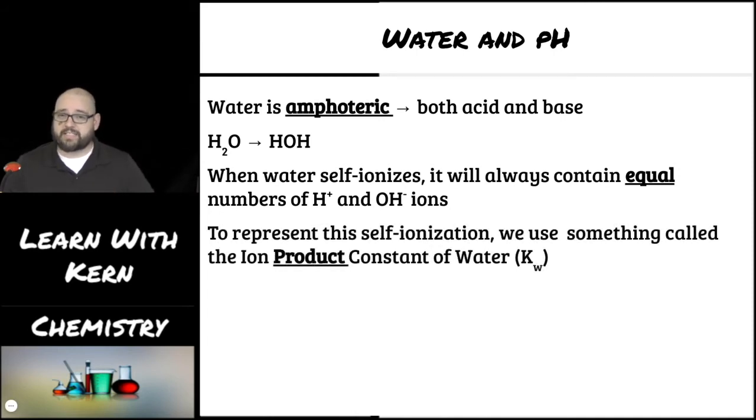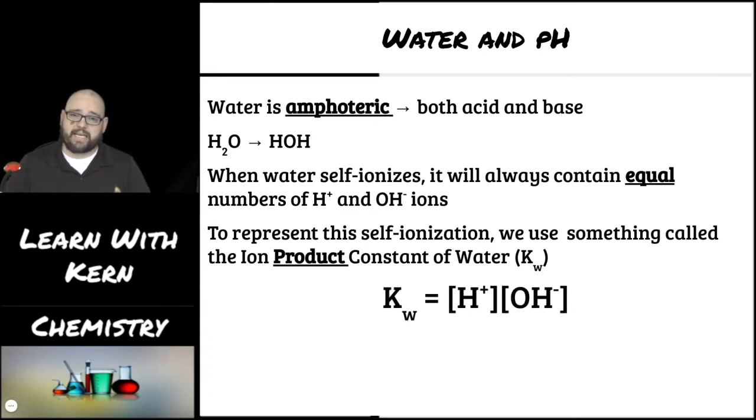So to represent that self-ionization, we use something called the ion product constant of water, Kw. Now I want you to look at that. It's an ion product. Well, in math, a product is what you get when you multiply two things together. And we're dealing with hydrogen ions and hydroxide ions. So the ion product has to do with the concentrations of both of those multiplied together. And that's what Kw is. Kw is equal to the hydrogen ion concentration times the hydroxide ion concentration. You just take the two concentrations, multiply them together, and you get your ion product constant.